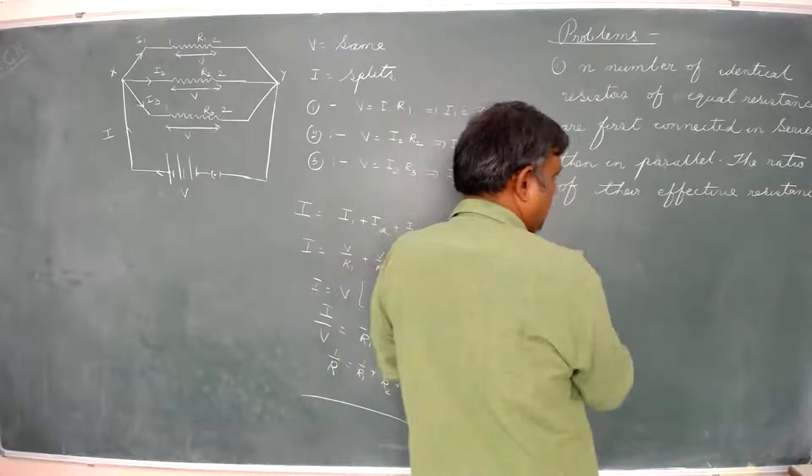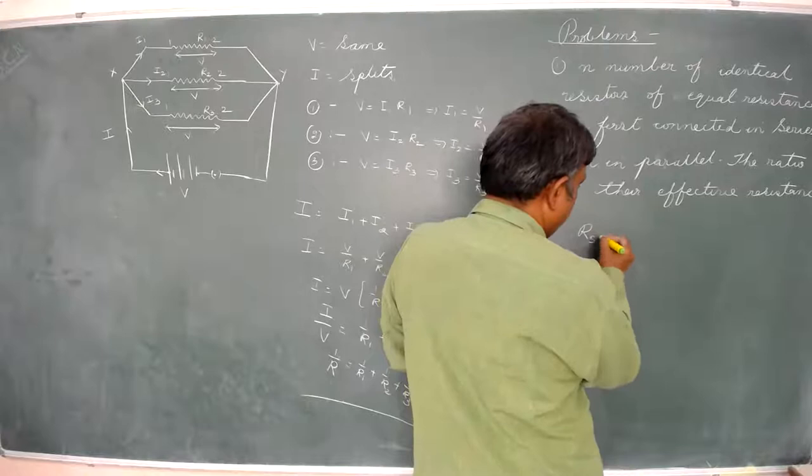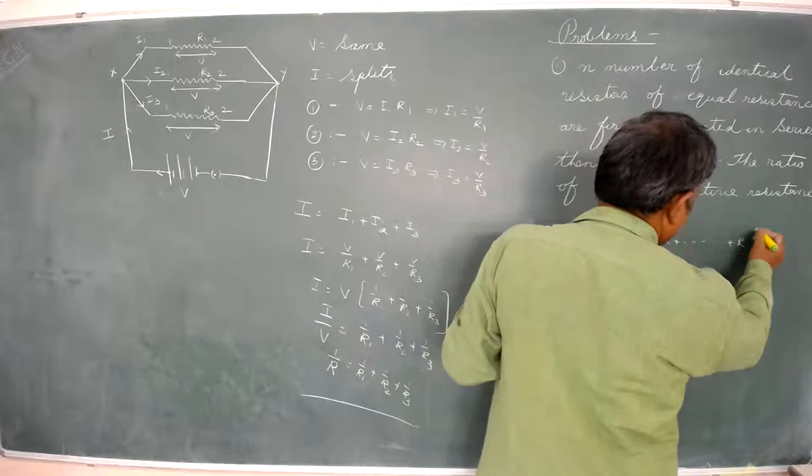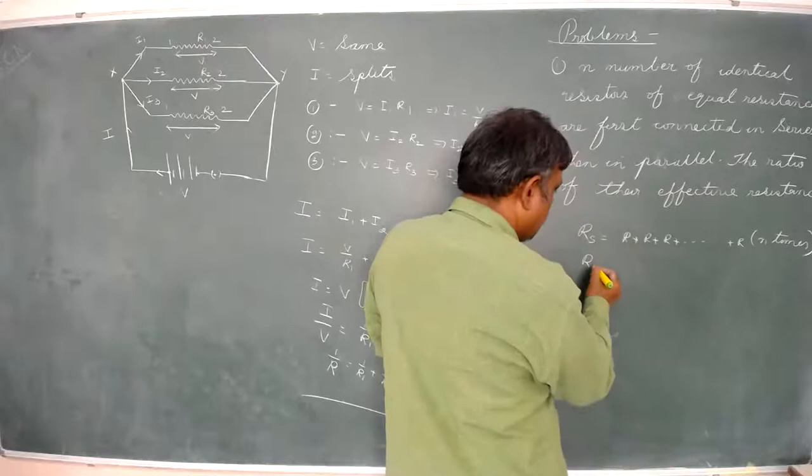In the series combination, R plus R plus R and so on, n number of times, so the effective resistance increases, that is n into R.